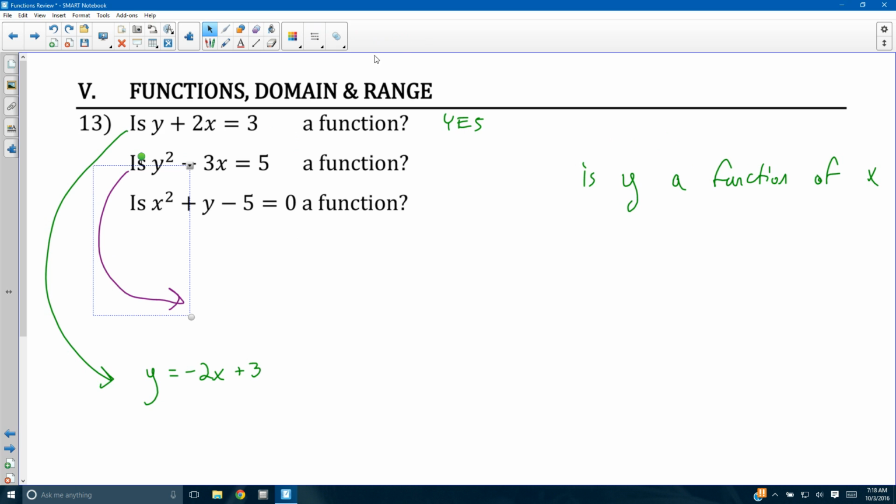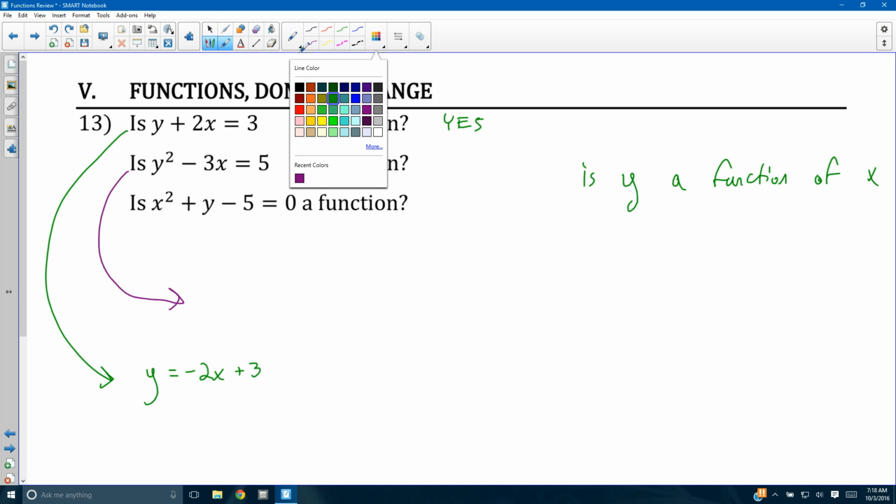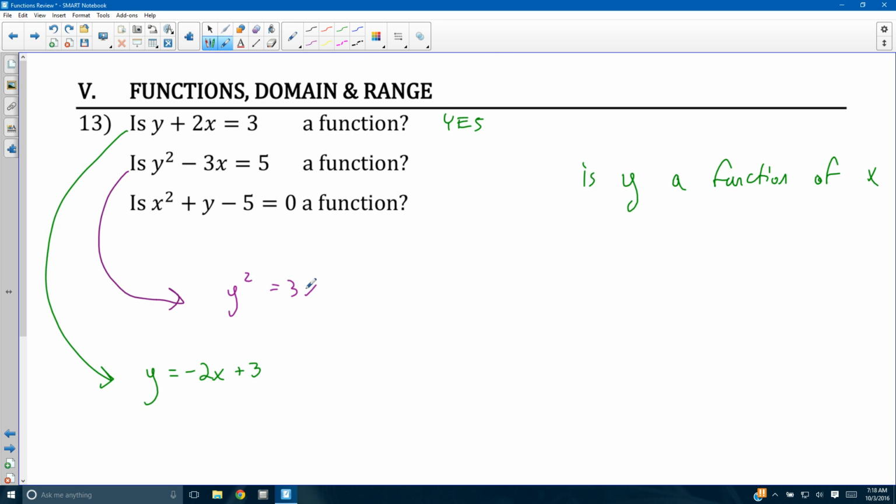This one right here, is this guy a function? Well, y squared equals 3x plus 5. Take the square root of both sides. y equals plus or minus square root of 3x plus 5.